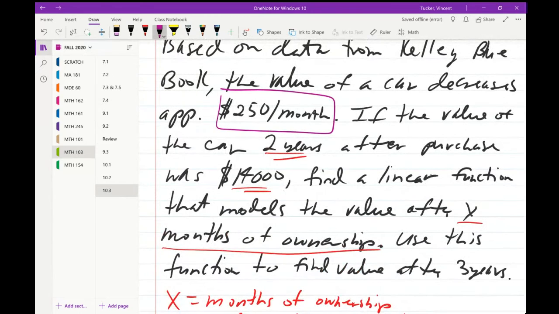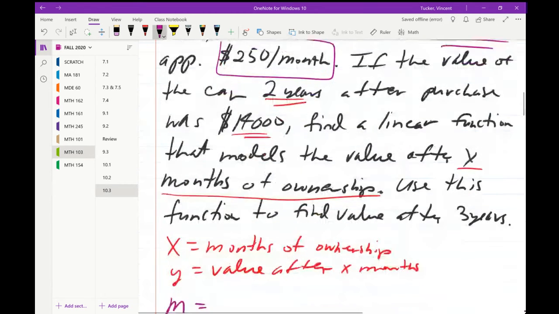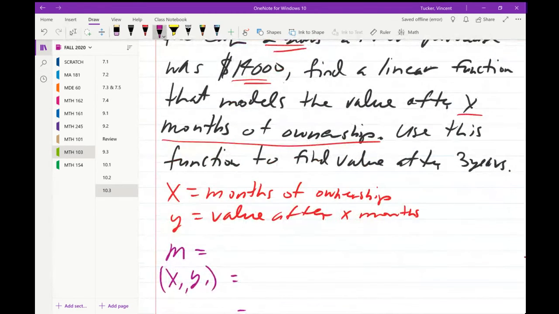Also, whenever you have a rate, your slope is a rate. So here they give us $250 per month. That's going to be your slope. Your slope is always going to be a rate, and it decreases. So since it decreases at $250 a month, that's going to be negative 250. So make sure you pay attention to those keywords, because if it increased at 250 a month, then it would have been a positive 250.